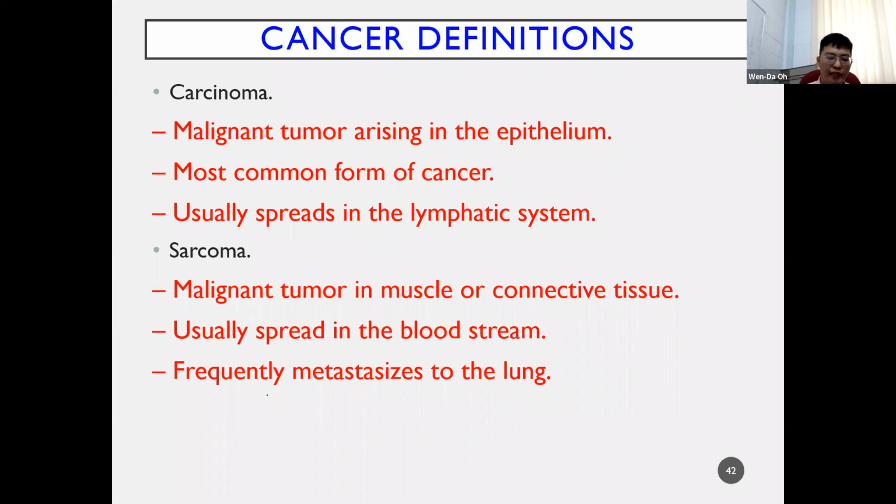In terms of spreading of the tumor, it depends on what kind of cancer that person has. If you have carcinoma, usually it spreads through the lymphatic system. If you have sarcoma, that means the cancer spreads through the bloodstream.